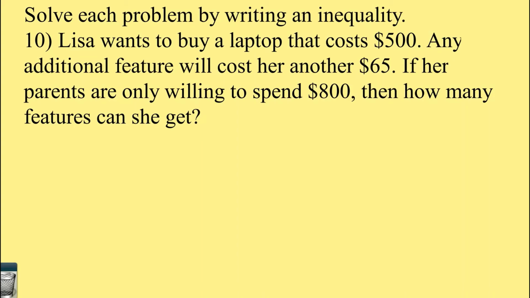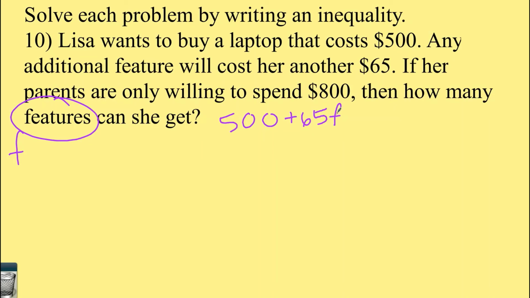All right, let's do another word problem. Okay, so let's see. She wants to buy a laptop that costs $500. Anything else will be $65 extra per feature. Her parents are only willing to spend $800. So how many features can she get? So we want to find features. So that's going to be F. Okay, so we know it's already going to cost her $500. And then every other feature is going to be plus $65 more. So $65 per feature. All right, we've done that word problem before.